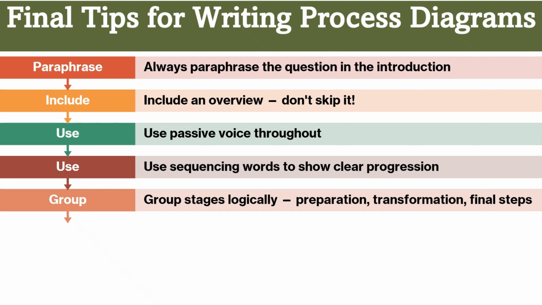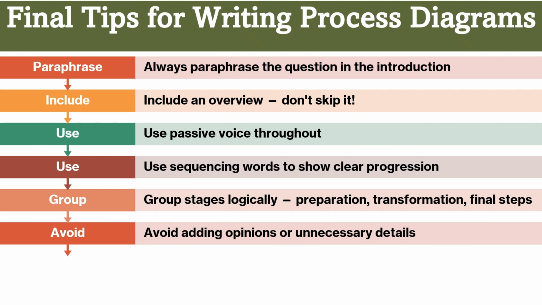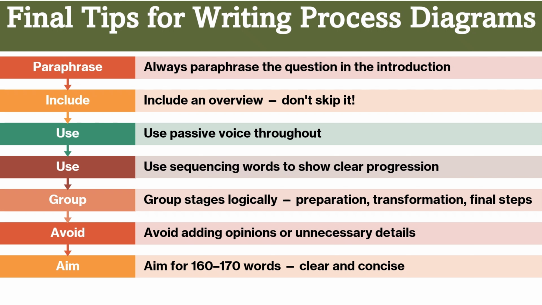Group the stages in a way that makes sense, for example, by function or process flow. Keep your writing objective and focused. Don't add explanations or opinions. And finally, aim for around 160 to 170 words to keep your answer well developed but concise. Follow these tips and practice with more IELTS process diagrams to improve both your confidence and your band score.